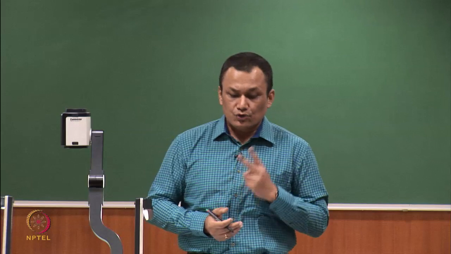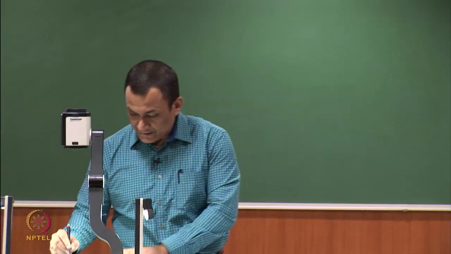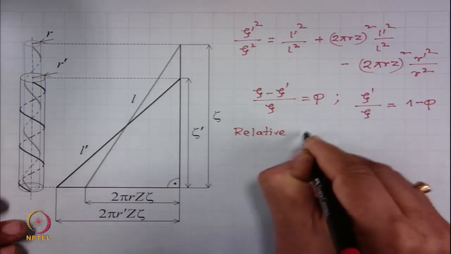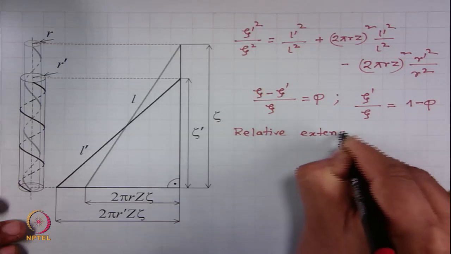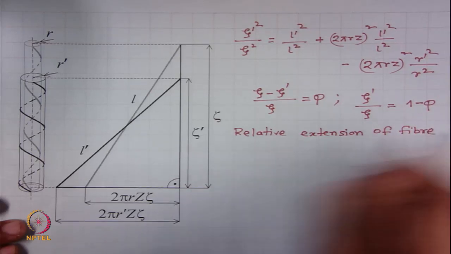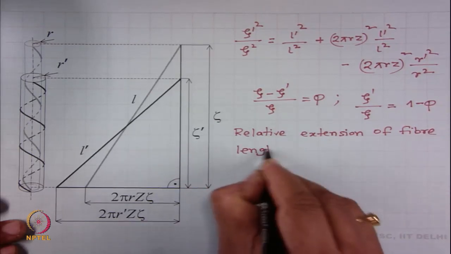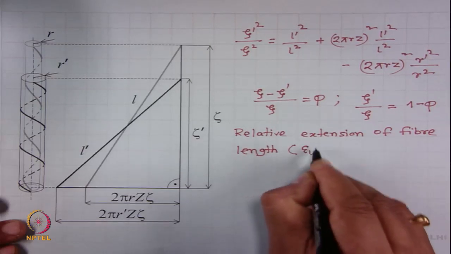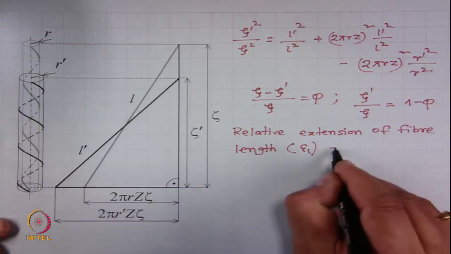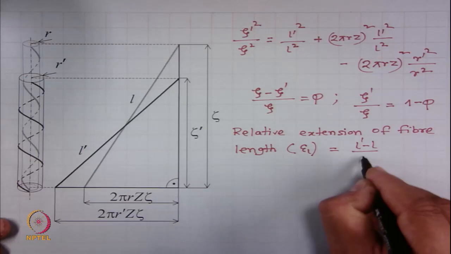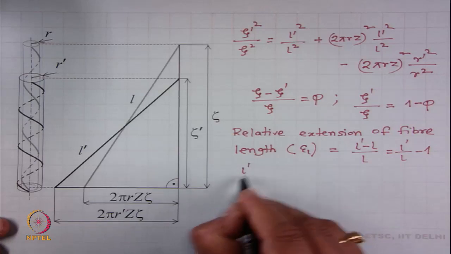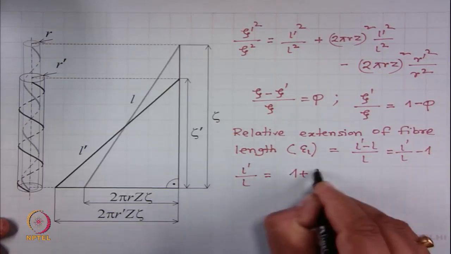We now introduce two quantities. One is relative extension of fiber length. We symbolize it by epsilon subscript L. How we define it? Change in length divided by original length. So, L prime by L minus 1. So, L prime by L is equal to 1 plus epsilon subscript L.